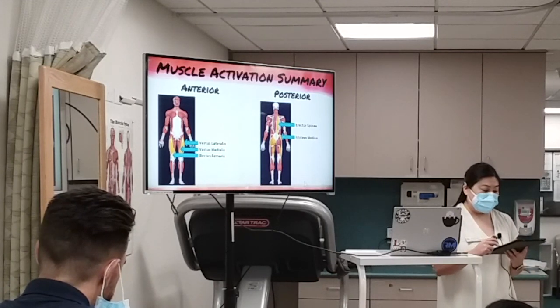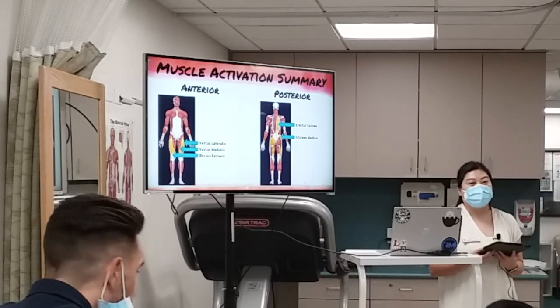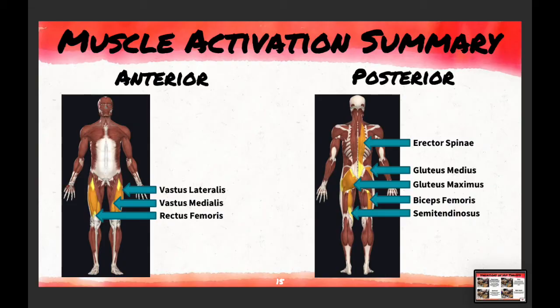Next is the gluteus medius, where the greatest activation is with a rotation hip thrust. Gluteus maximus has the greatest activation with a rotation hip thrust and has the greatest activation overall out of all of the muscles for all variations except for the feet away.